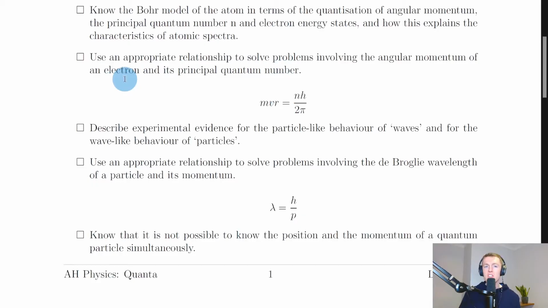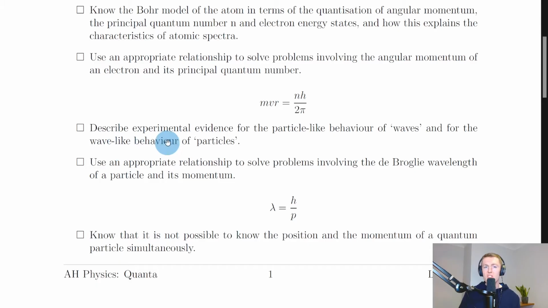It then says you need to use an appropriate relationship to solve problems involving the angular momentum of an electron and its principal quantum number n. So we have mvr equals nh over 2 pi, where mvr can also be written as your angular momentum capital L, and this is equal to an integer number n times Planck's constant over 2 pi. So notice how h over 2 pi is a constant itself, so that's just going to give you a fixed value, but the whole number n, which is your principal quantum number, will change the value of this depending on what it is, i.e. as to which energy level you're in.